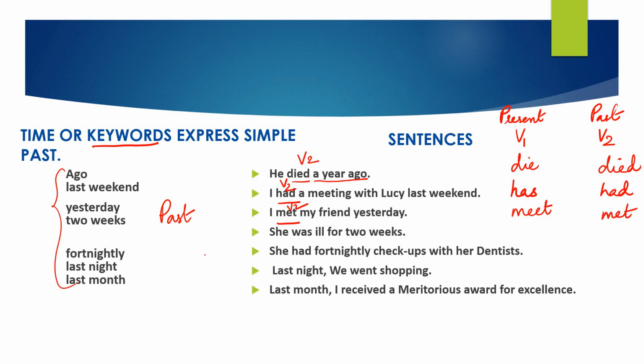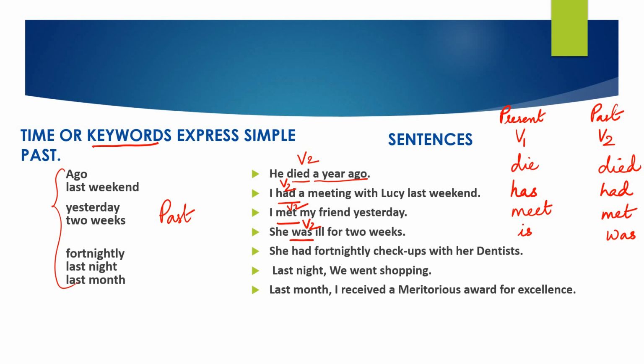She was ill for 2 weeks. For 2 weeks shows a duration of how long the person was ill. Now, what is the verb here? Was. Now, in present, we say is. In past, it becomes was. So, is changes to was. That is why it is: she was ill for 2 weeks.